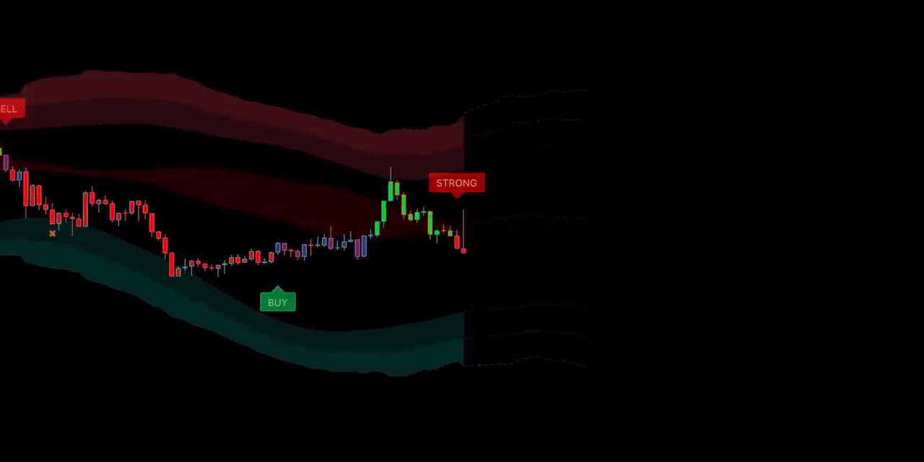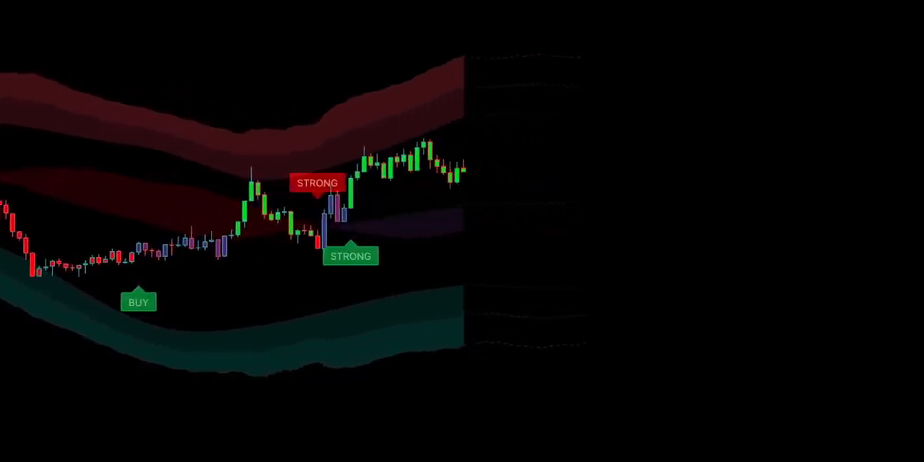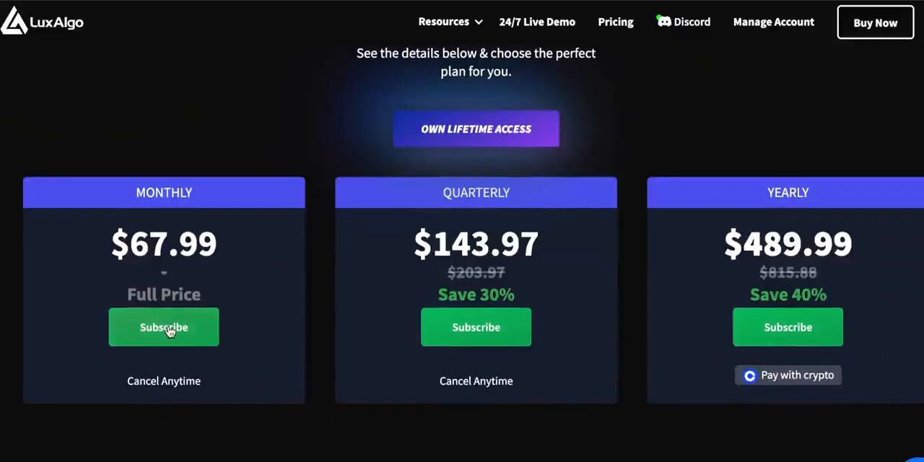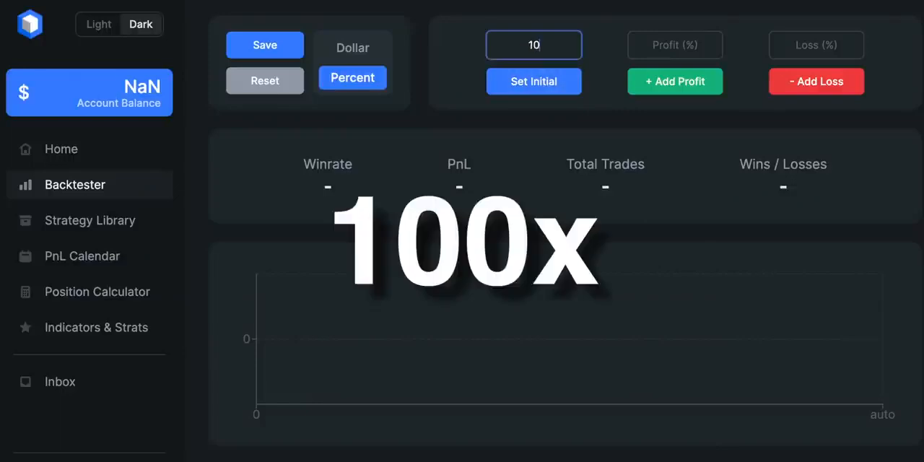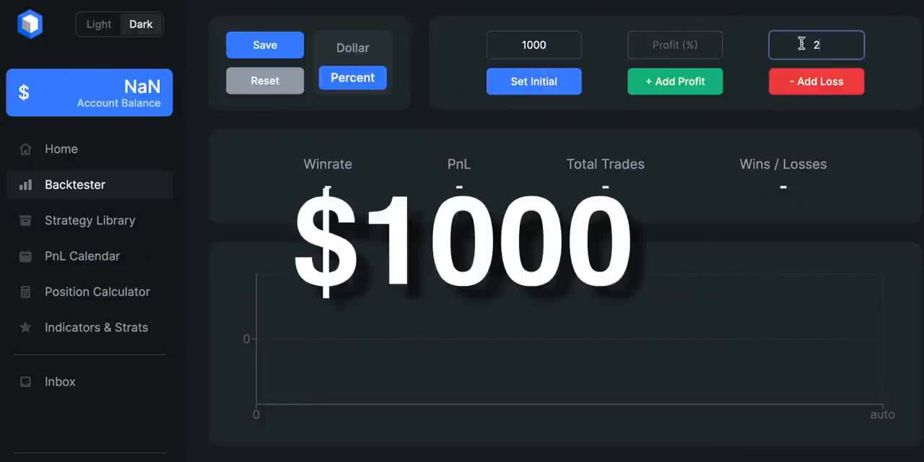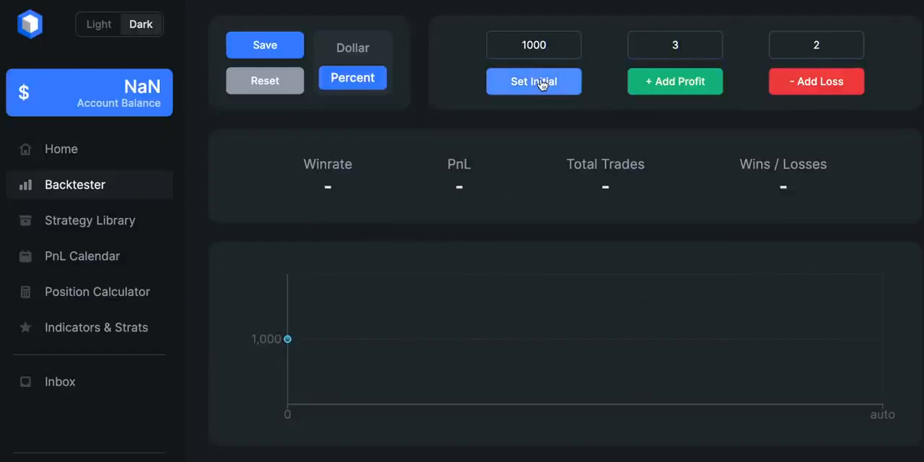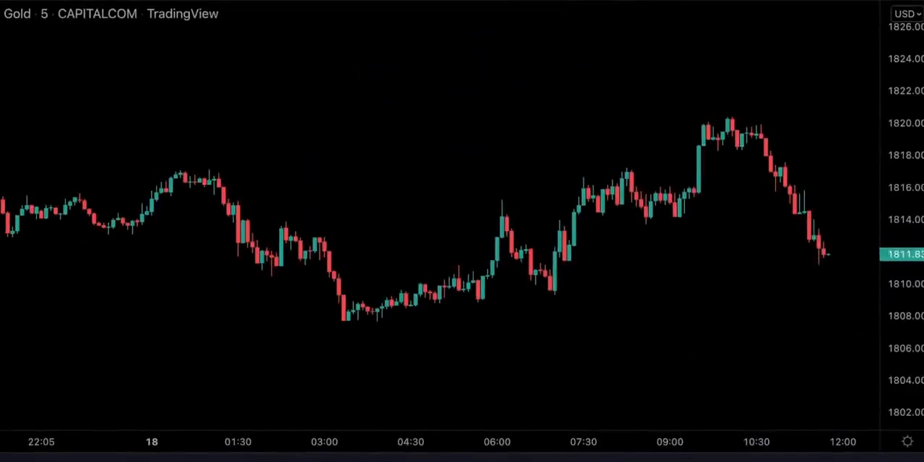Today I will backtest one of the best paid indicators on the TradingView platform and see if it makes money. This indicator is called the Lux Algo, and in order to get access to it you have to purchase a monthly subscription. I will backtest it 100 times with an initial account size set at $1,000 with a 1 to 1.5 risk reward ratio.